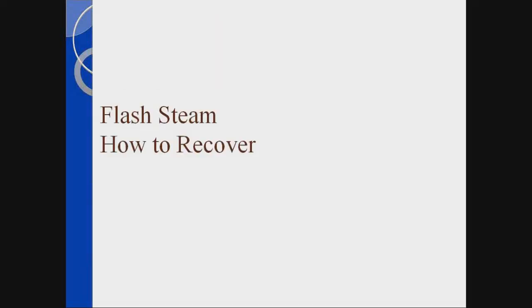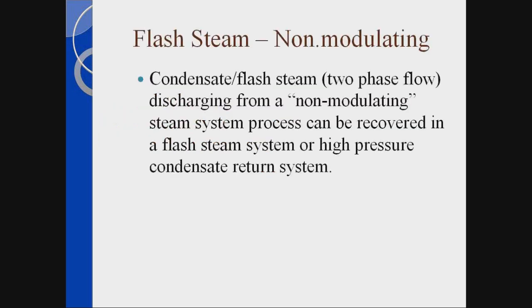We talked about how we have to have flash. Say, well, how do we recover the flash? And say it cost me $200 and some thousand. Great. How do I recover it? It's a great question. There are two types of systems in steam systems. One of the systems is called non-modulating steam process. The other one is modulating. First one I want to talk about is non-modulating.